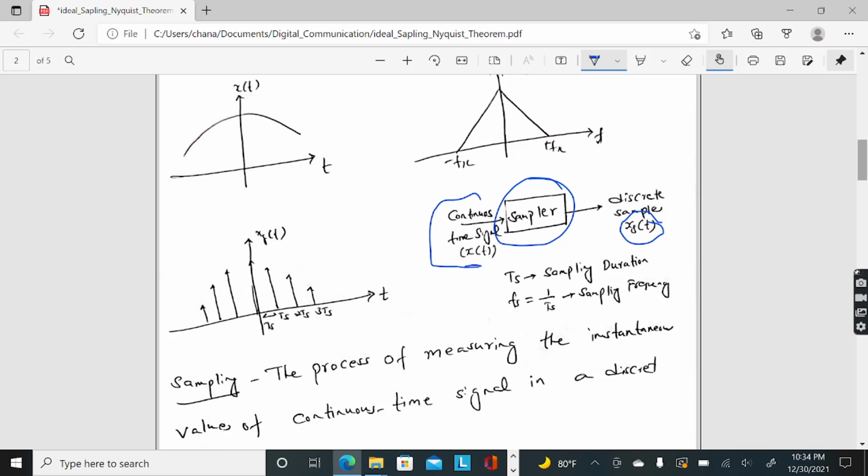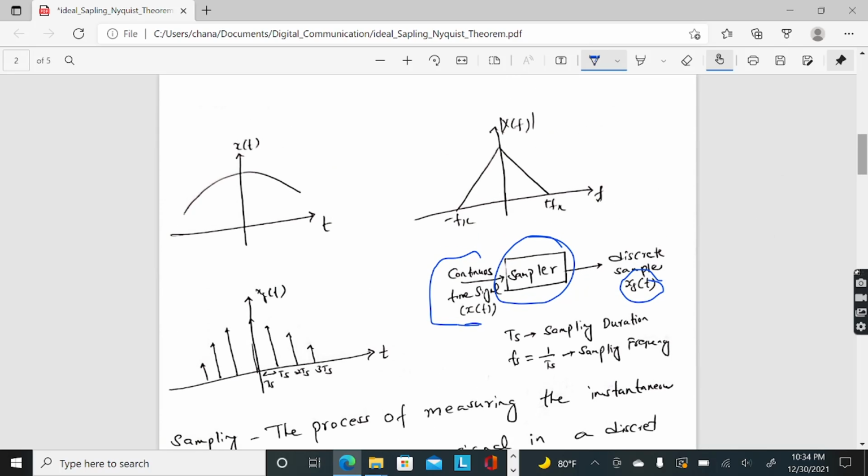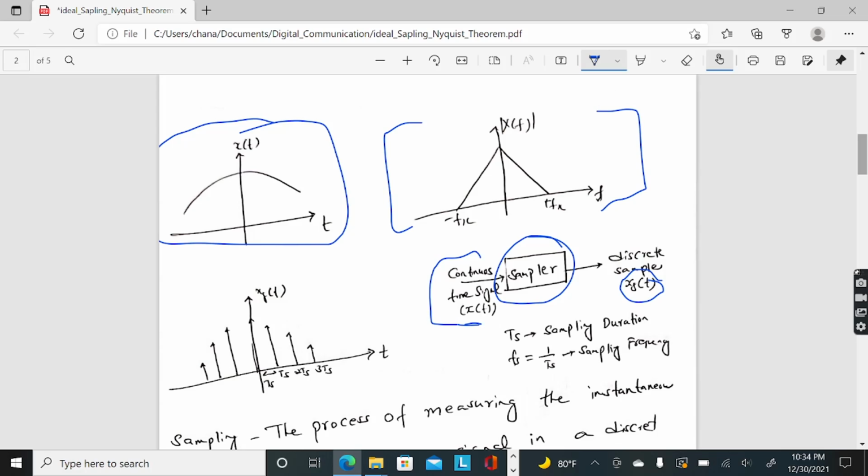So how does it look mathematically? Let's say this plot shows my input signal x of t. It's a continuous time domain signal. The right hand side graph shows the frequency domain representation of x of t. In this example, my frequency components span from minus fx to plus fx. This type of signal is called a low pass signal. It has frequency components from 0 to some value, and an upper limit on the frequency component. So we just took an example of a low pass signal.